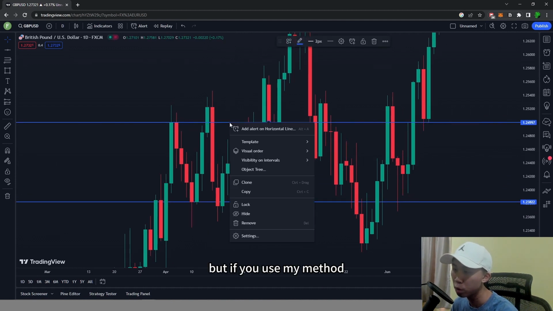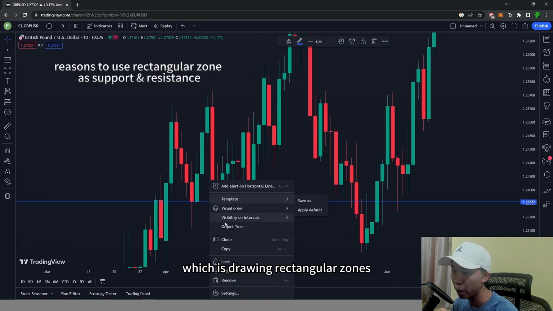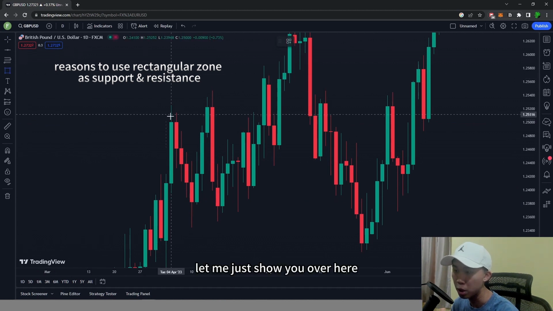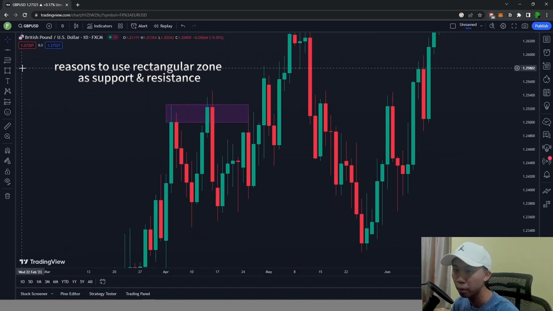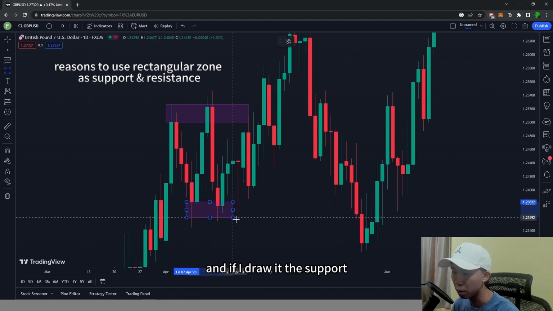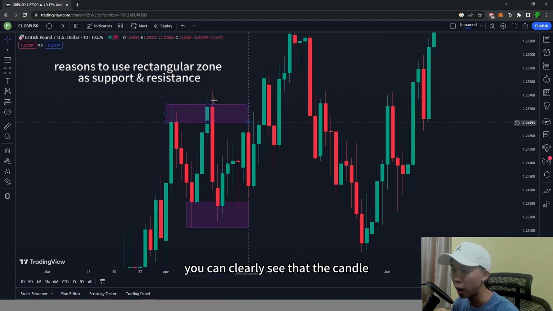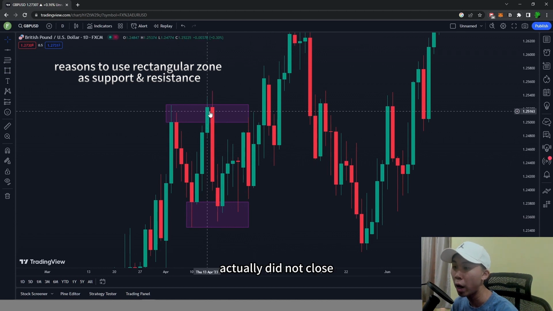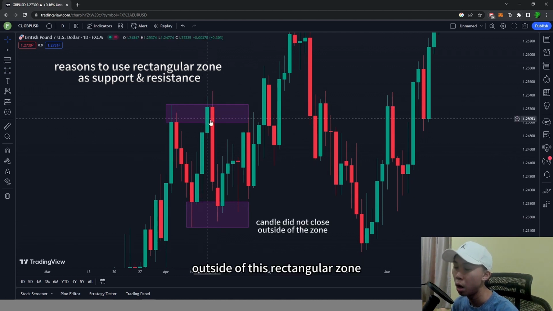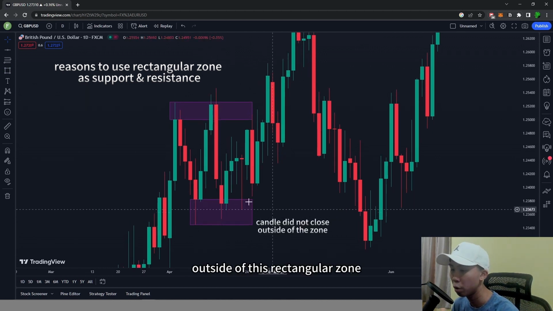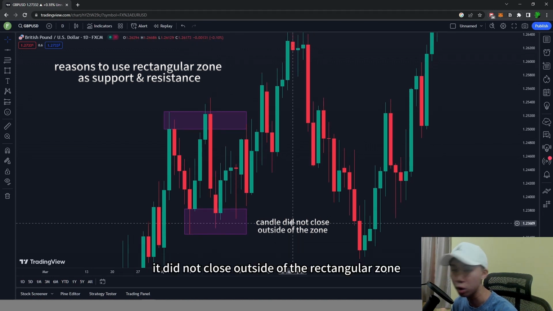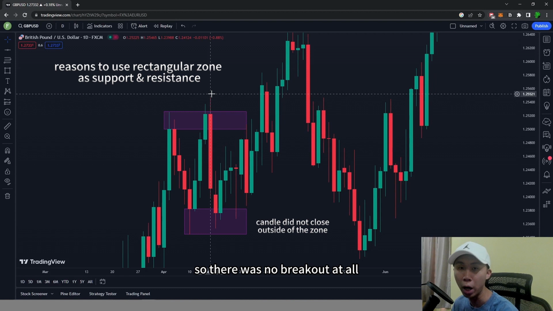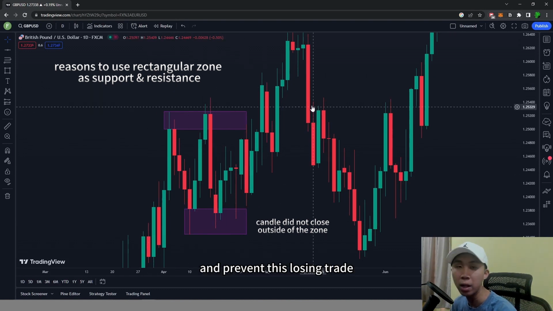But if you use my method, which is drawing rectangular zones, let me just show you over here. If I draw it like this, and if I draw the support, you can clearly see that the candle actually did not close outside of this rectangular zone, and over here it did not close outside of the rectangular zone. So there was no breakout at all and it prevents this losing trade.